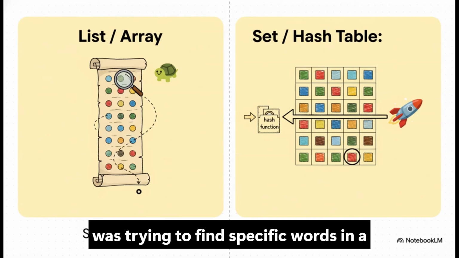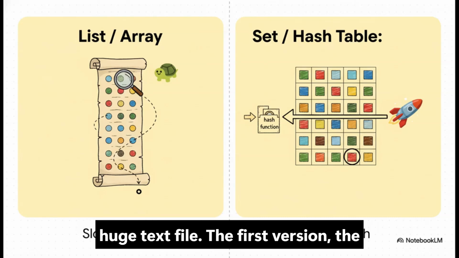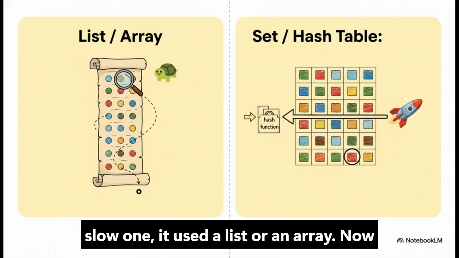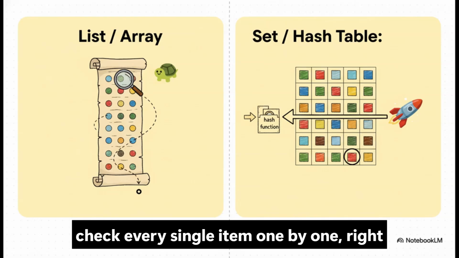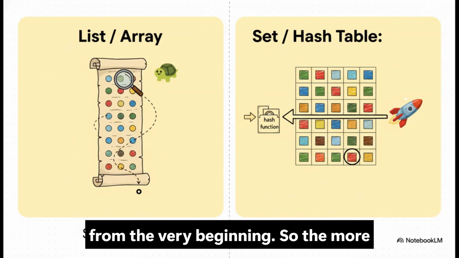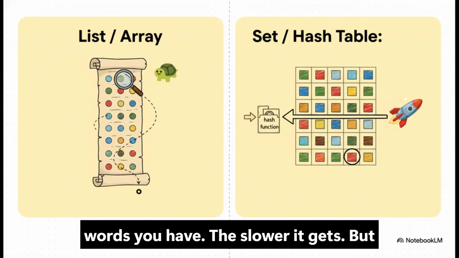Okay, so let's go back to our 30x example. The program was trying to find specific words in a huge text file. The first version, the slow one, used a list, or an array. Now, to find a word in a list, you have to check every single item, one by one, right from the very beginning. So the more words you have, the slower it gets.